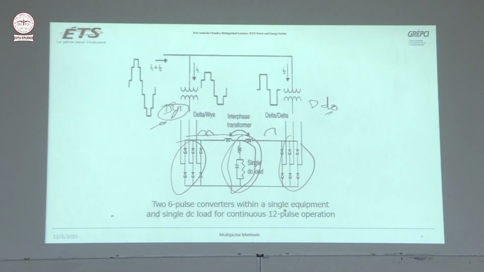So see, there is a 30-degree phase shift between the two voltages. So the ripples will be generated on this side, which has the instantaneous 30-degree phase shift. The voltages are not equal, so there may be some circulating current problem. That's why we use an interphasing transformer to smooth out the operation.